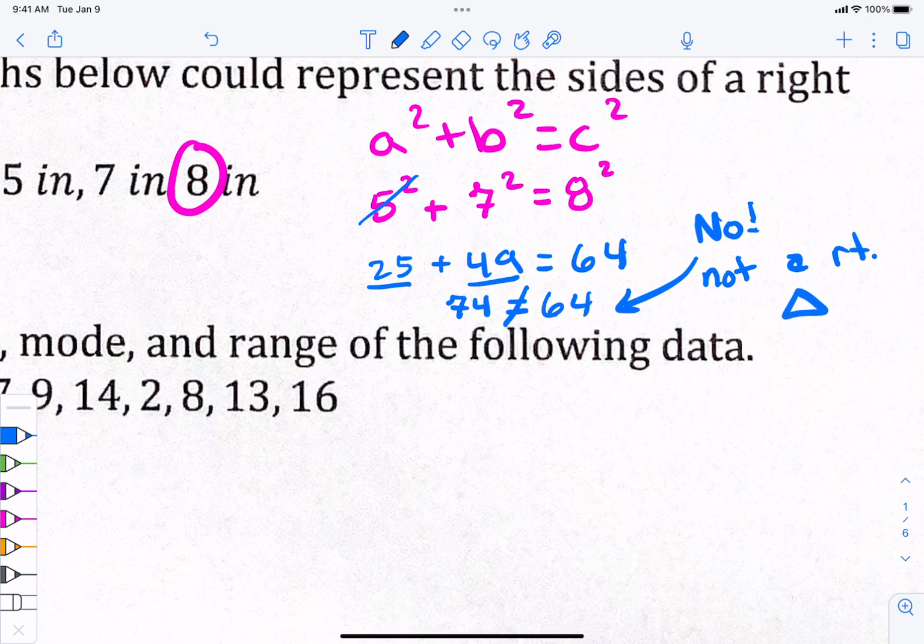Okay, so those 3 sides don't make a right triangle. They fit together, but they don't make a right triangle. In order to be a right triangle, it has to do a squared, b squared, c squared. Got that? Happy with that?